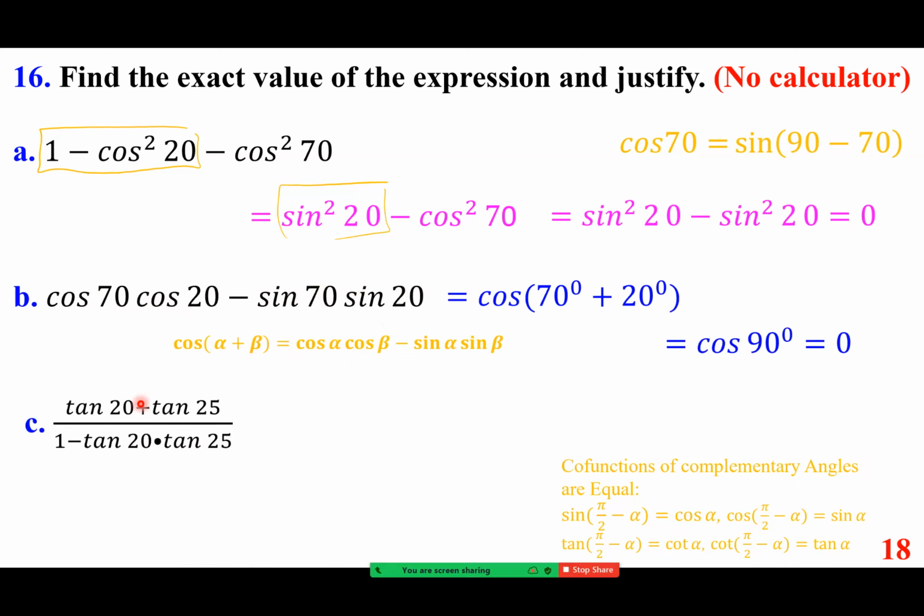Tan 20 plus tan 25 over 1 minus tan 20 times tan 25. We notice this is tan of alpha plus beta. Therefore, this is tan of 20 plus 25, which makes it tan of 45 degrees, and we know it to be 1.